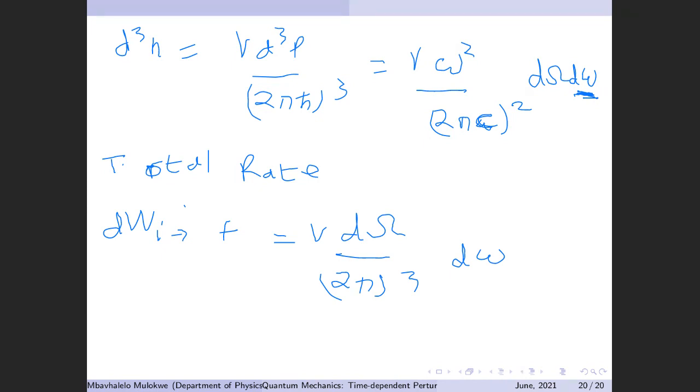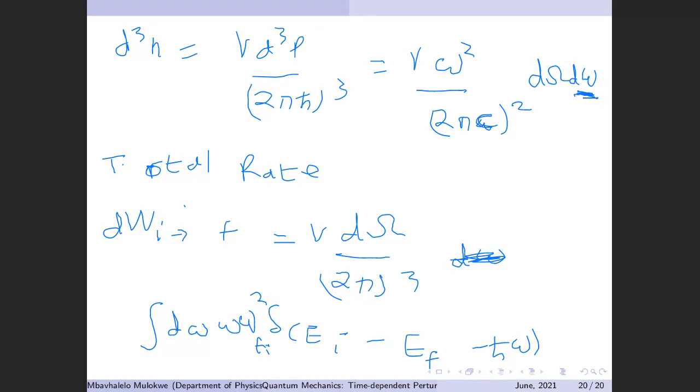But the point is that if you look at the expressions, they have a Dirac delta function. So if you want to do the integral over omega, you still have to do the delta of Ei minus Ef minus h bar omega. This integral over omega of the final I f squared omega, you can go ahead and compute.